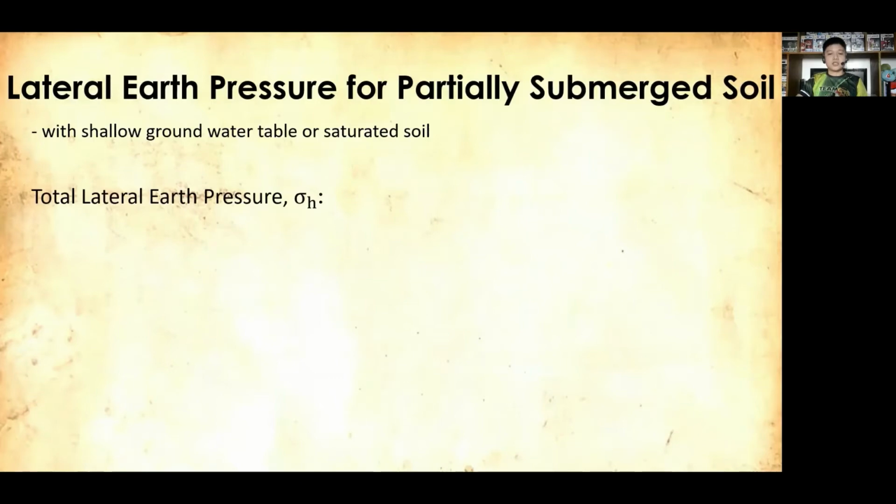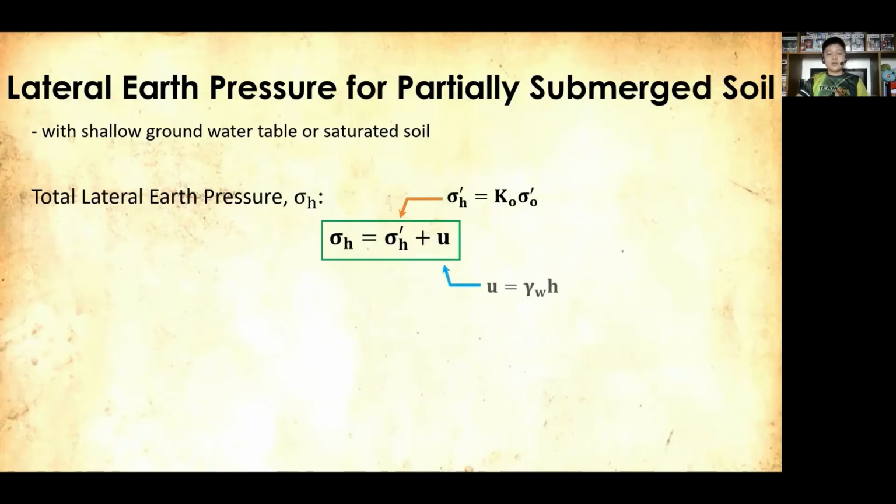So for our total, the sigma H, it is now equal to the effective, the sigma H prime, plus U, which is the pore water pressure. So for our sigma H prime, again, from our previous discussion, sigma H prime is equal to KO times sigma O prime. And for our U, that is the pore water pressure or the hydrostatic pressure, it is equal to gamma of water times the height.